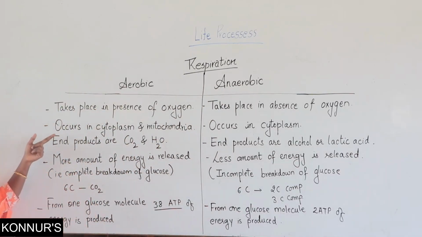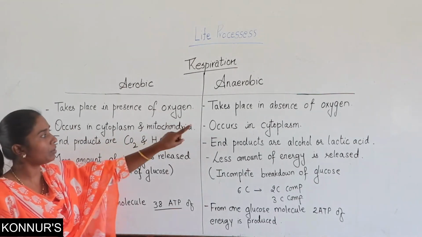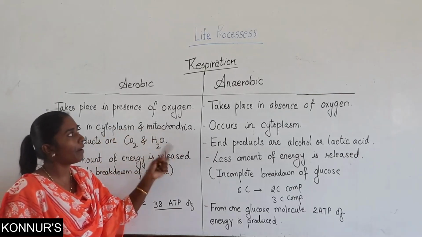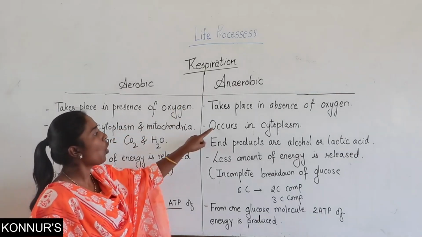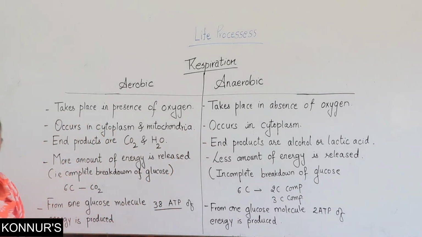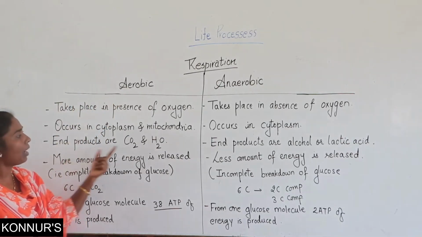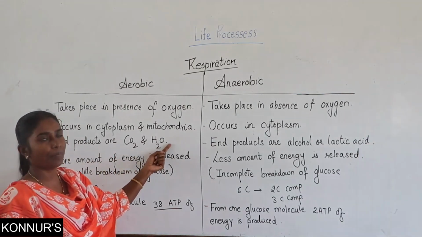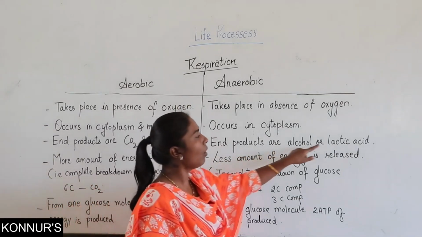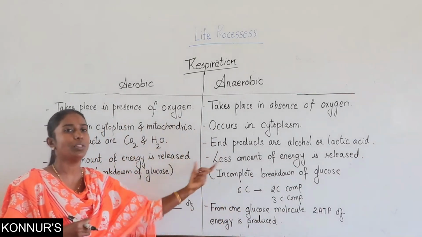In which part of the cell do aerobic and anaerobic respiration take place? Aerobic respiration takes place in cytoplasm and mitochondria. Please note this difference. Aerobic respiration takes place in cytoplasm and mitochondria, whereas anaerobic respiration occurs only in cytoplasm. Every reaction has end products. In aerobic respiration, end products are carbon dioxide and water, whereas in anaerobic respiration, end products are alcohol or lactic acid. Along with these, energy is produced in both cases.